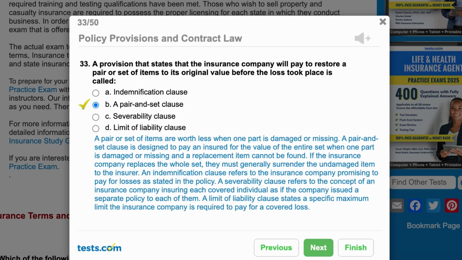An indemnification clause refers to the insurance company promising to pay for losses as stated in the policy. A severability clause refers to the concept of an insurance company insuring each covered individual as if the company issued a separate policy to each of them. A limit of liability clause states a specific maximum limit the insurance company is required to pay for a covered loss.